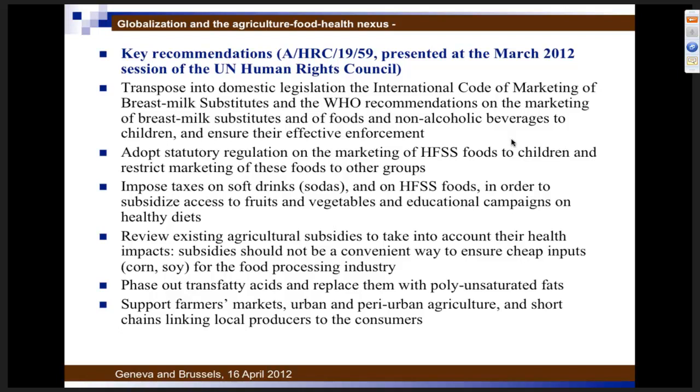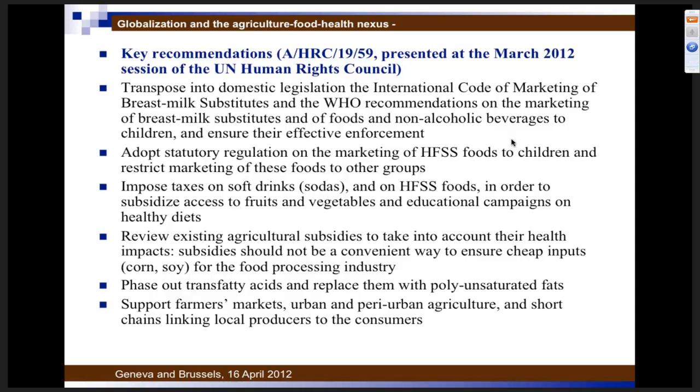Although we now know, and this is a unanimous finding amongst nutritionists and public health specialists, that the best protection against obesity and overweight in adult life is for children to be breastfed exclusively for 6 months and until their second birthday with other components.